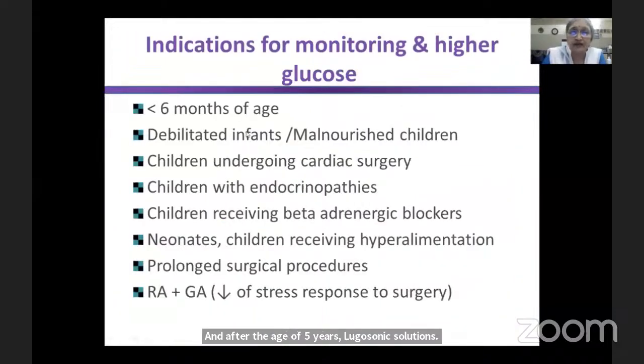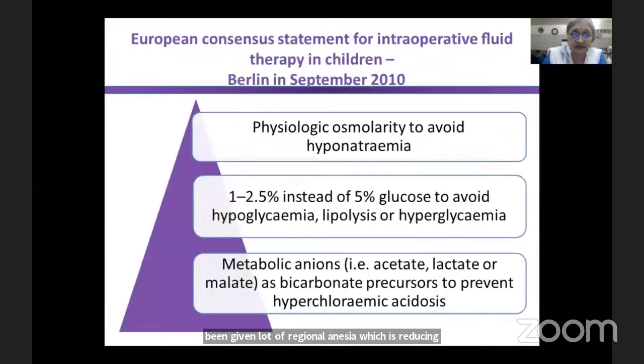We have to be careful if the child is less than 6 months, debilitated, malnourished, or undergoing cardiac surgery, or has endocrinopathies, or is on beta blockers, or receiving hyperalimentation, or undergoing prolonged surgical procedures, or has been given a lot of regional anesthesia, which is reducing stress. In these cases, vigilant glucose monitoring is required and a higher glucose concentration may be needed.